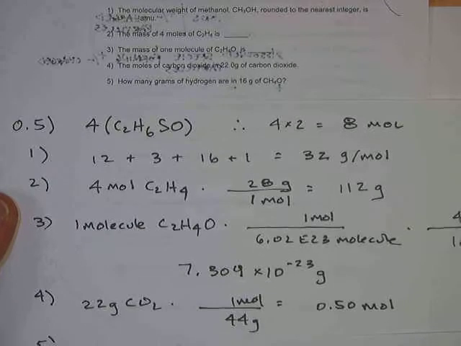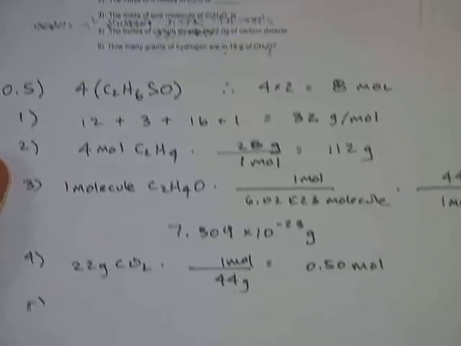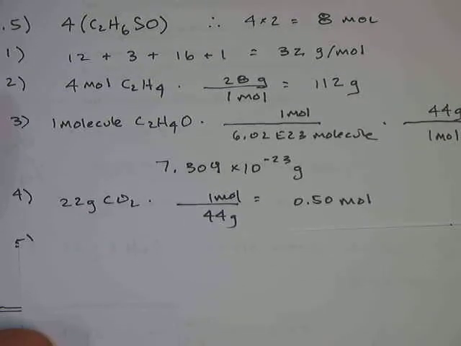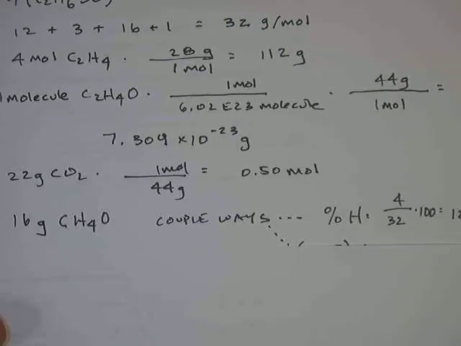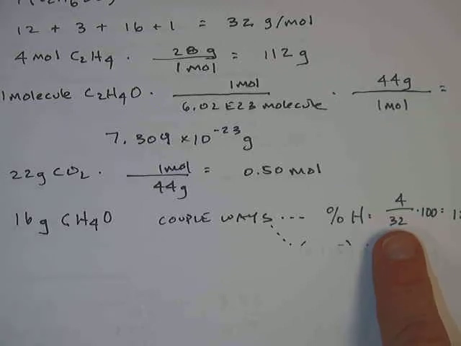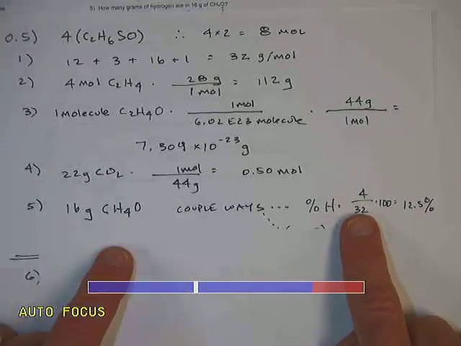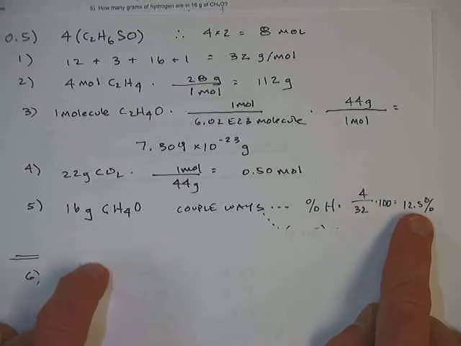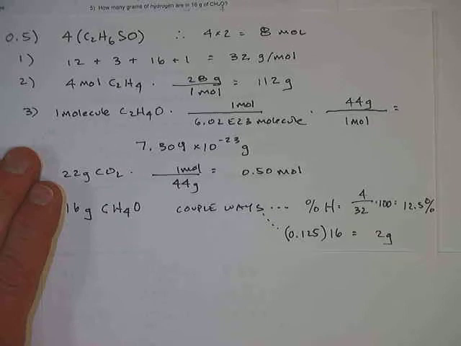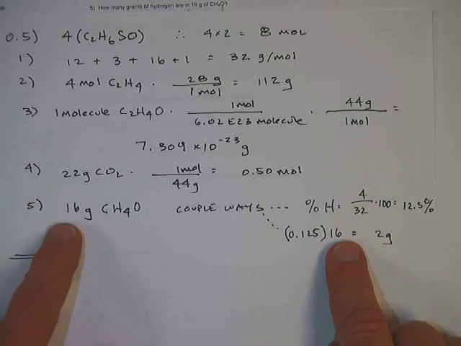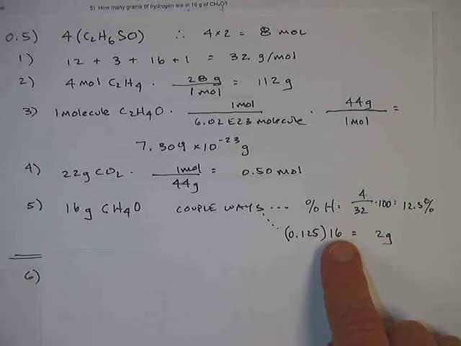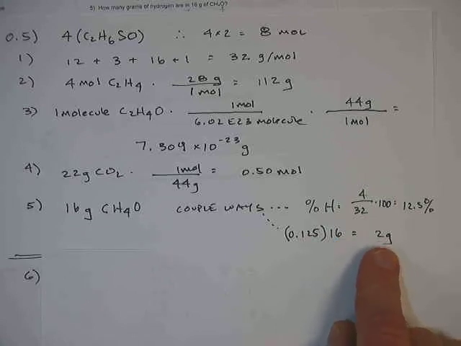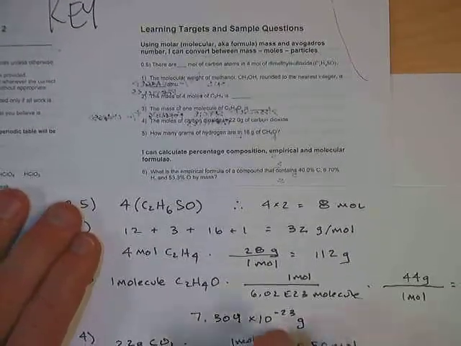And then number 5, how many grams of hydrogen are in 16 grams of CH4O? A couple of different ways to do this one. The way that I chose to do it was to find the percentage of hydrogen in CH4O. So part divided by whole, 4/32, so 12.5%. And then I took that percent times 16, because 16 grams total. So 12.5% of it is 2 grams of it. There are other ways to do that one as well, but that's just one way.